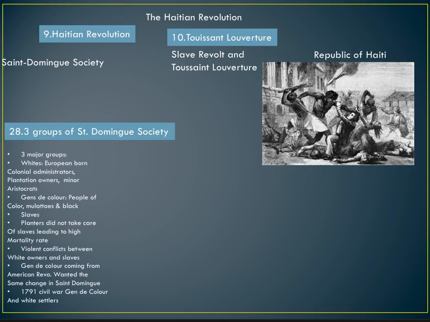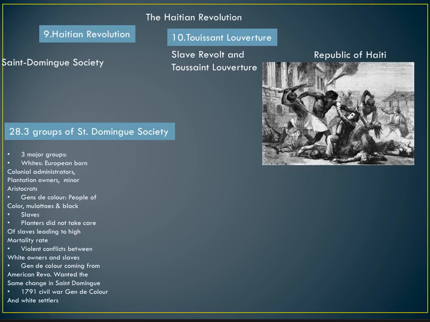And so we have the Saint-Domingue society, which had three major groups: the whites, which were European-born colonial administrators, plantation owners, and minor aristocrats. And then you also had the gens de couleur, which were people of color who were either mulattoes and black, and then slaves. So the planters really didn't take care of the slaves, and this was leading to a really high mortality rate. A lot of people were dying, so you're bringing in continually more slaves.